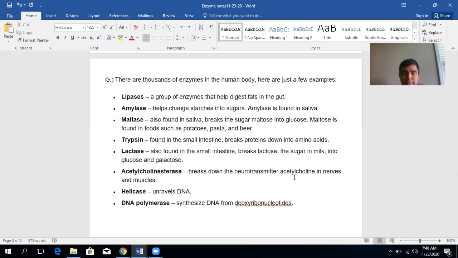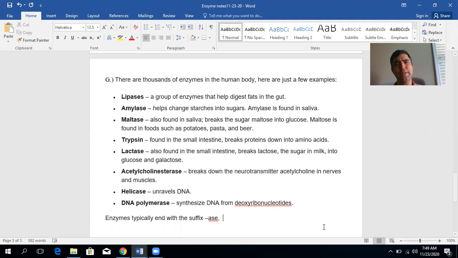So, enzymes typically end with the suffix -ase. If you look at all those, they almost all end with that. And again, enzymes are very, very important.